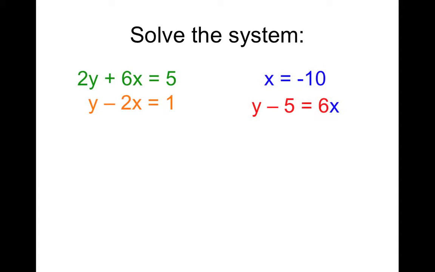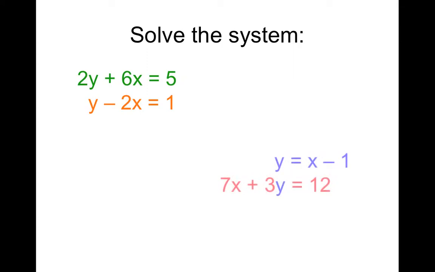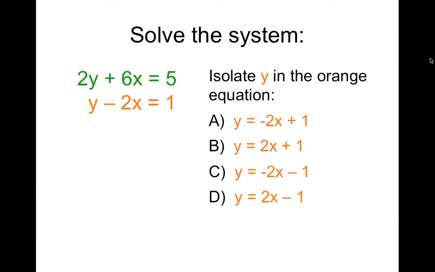In the last one we looked at, we already had x equal to something, so we could just replace the x in the other equation with negative 10. In the example before that, we had y equal to something, so we could just replace the y in the second equation with what it was equivalent to, x minus 1. However, in this problem, we don't have x equals something or y equals something. We have to do a little bit of work first to isolate one of the variables.